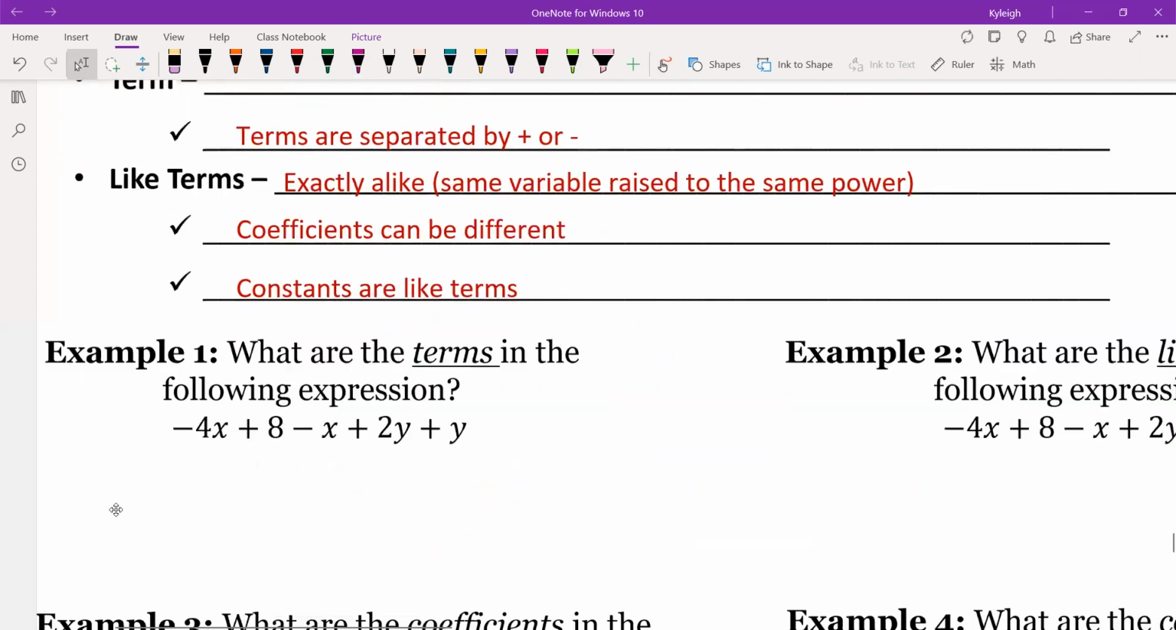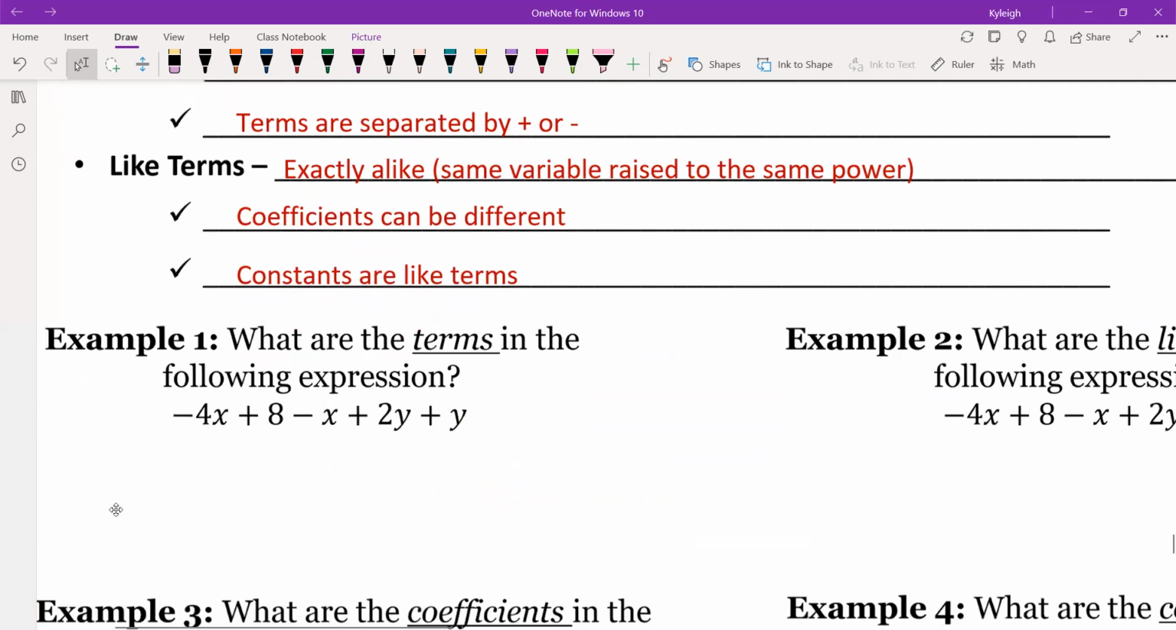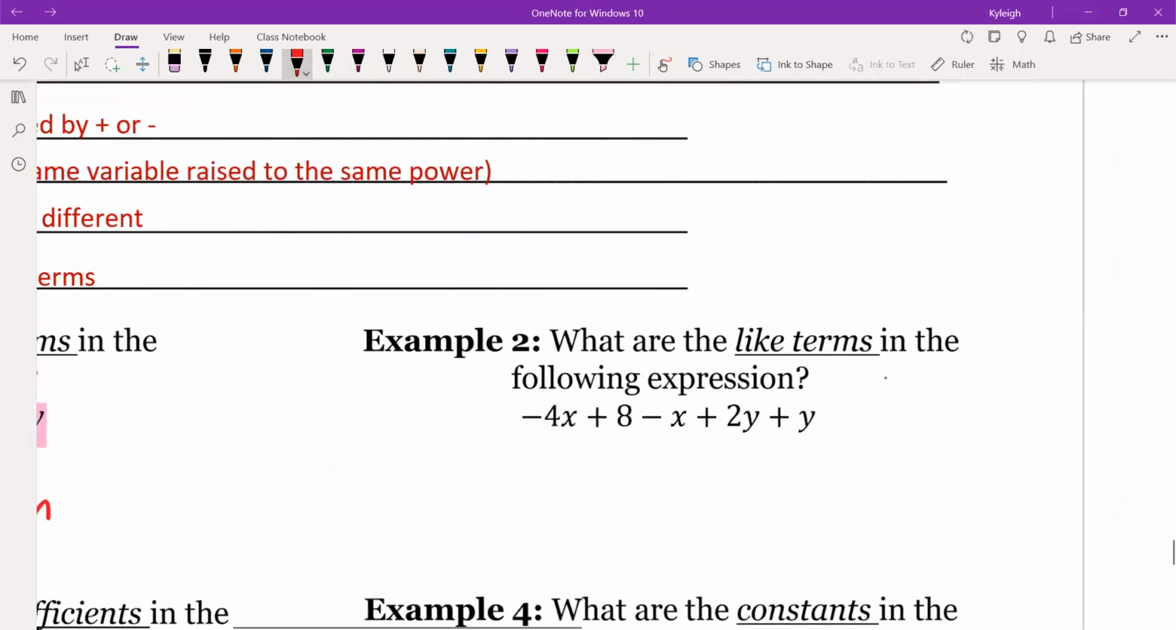on going. So terms are things separated by plus or minuses, right? So let's look at which are separated by plus or minus. So each one of these is a term because it's separated by a plus or minus. So to save time, I'm just going to write all of them. Okay. Which of the following are like terms?